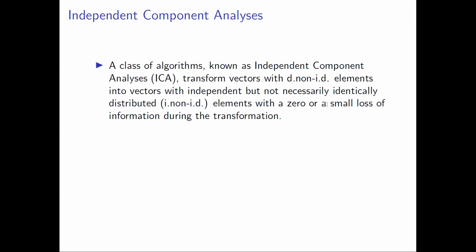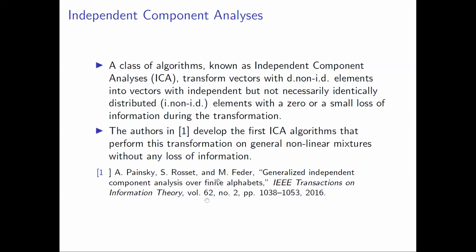They do not necessarily have to be identically distributed, but they will be independent. And that transformation is irreversible. So it is therefore, I mean, not in all cases, but it is either with zero or very small loss of information. In fact, this paper is the first paper that proposed ICA algorithms that perform this transformation from vectors with dependent elements into vectors with independent elements for general nonlinear mixtures and without any loss of information.